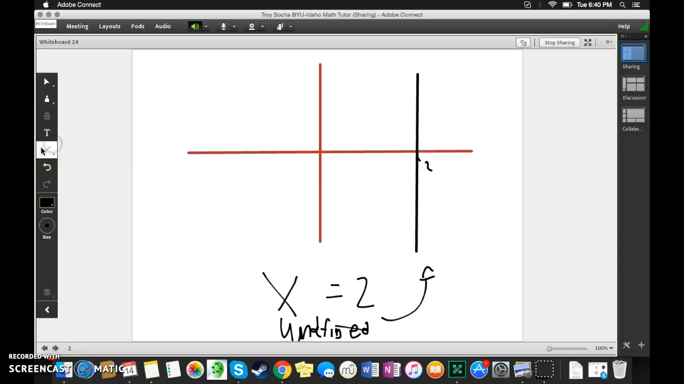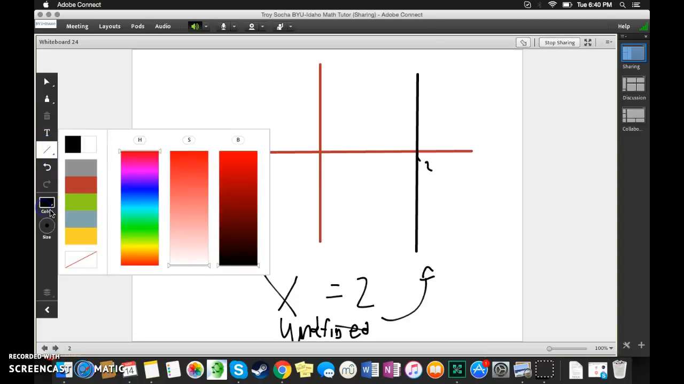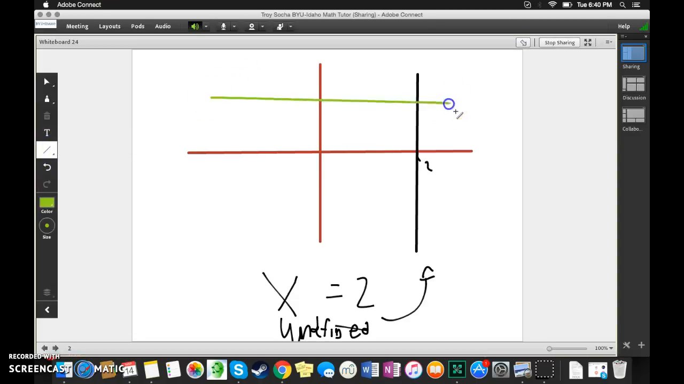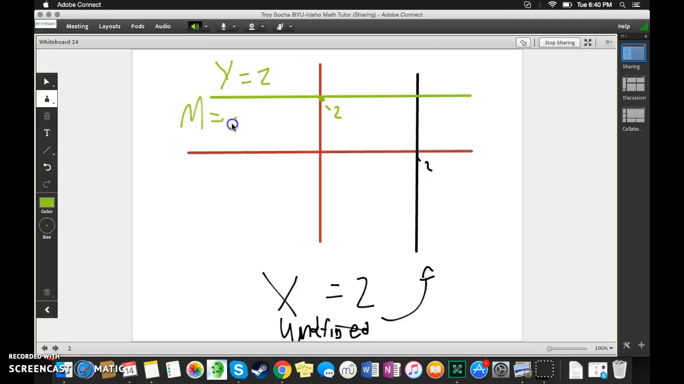But if you have a line like this green line right here, that equation is like y equals 2. We'll call this point 2. Then this slope is m equals 0. And this one, m equals undefined. This one is m equals 0. So those are some special cases of slope to keep in mind. You'll see equations that look like these two, and that's how you'll know what your slope is.